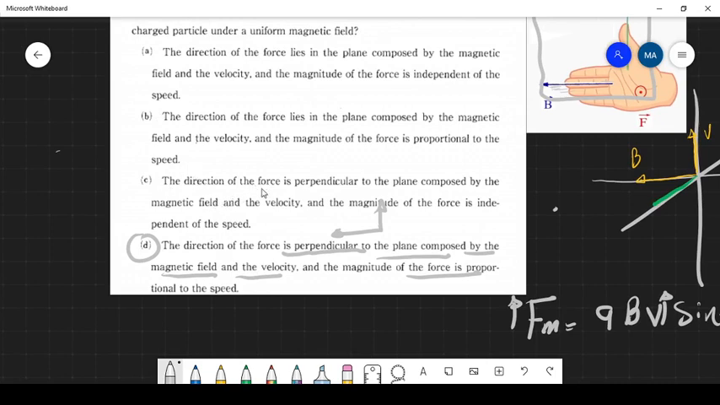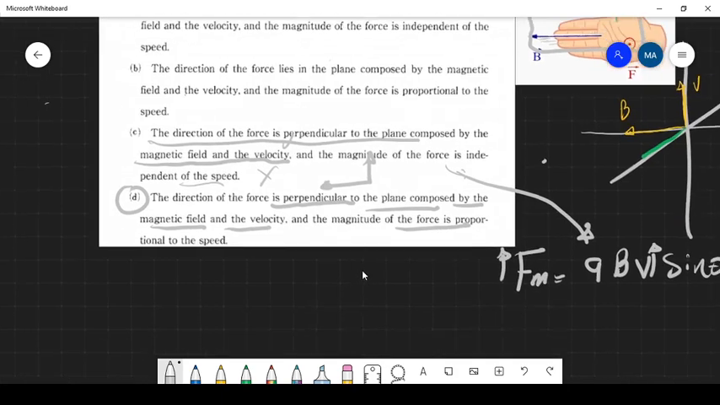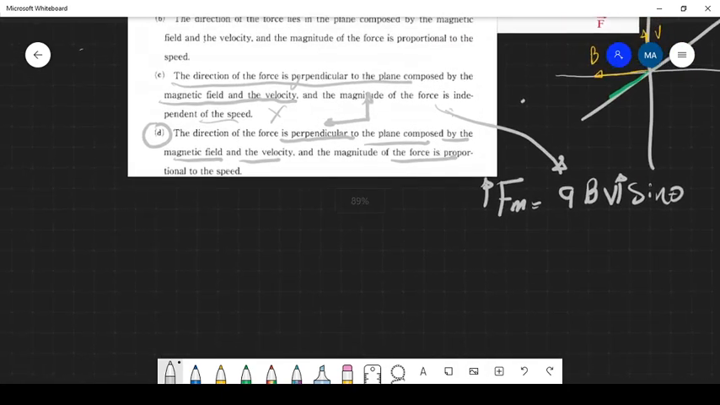The direction of the force is perpendicular to the plane composed by the magnetic field and the velocity. So until here it's right, okay? It is perpendicular. This is right. And the magnitude of the force is independent of the speed. Wrong. It depends on the speed. Okay? So let's go to the second item.